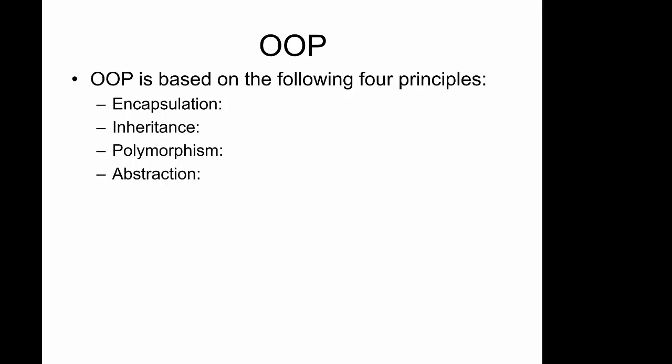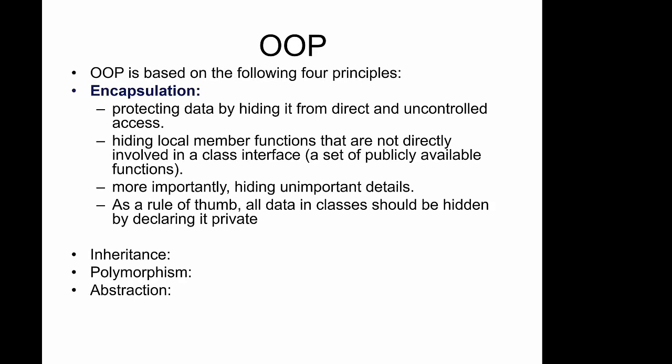Good. So encapsulation, inheritance, polymorphism, abstraction, right? These are the main four principles of OOP. The first one is encapsulation. What is encapsulation? This black box example we started with is really what we refer to by encapsulation. The reason for this is that it has multiple benefits. The first one is protecting data by hiding it from direct uncontrolled access, right?